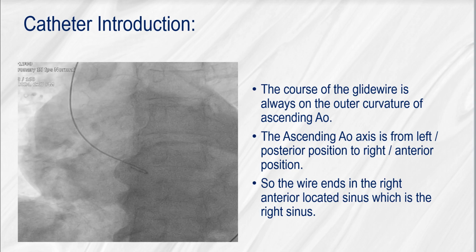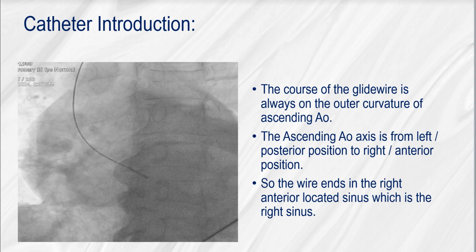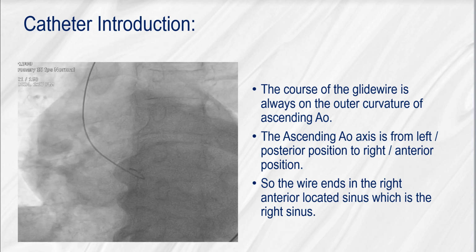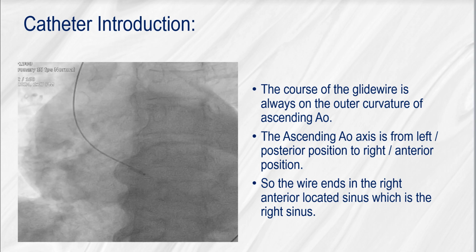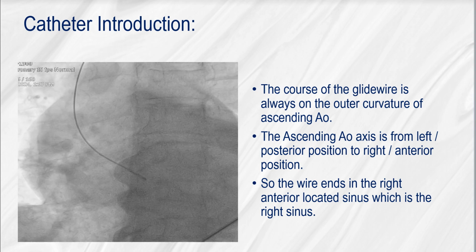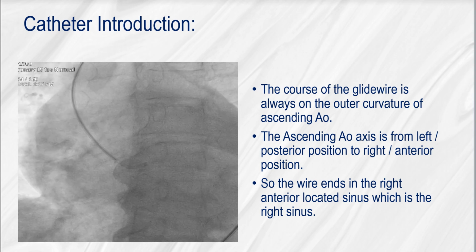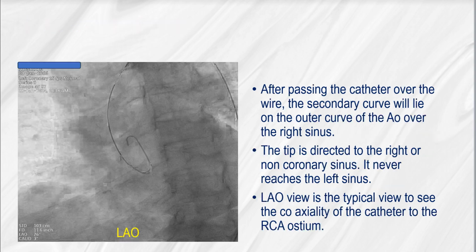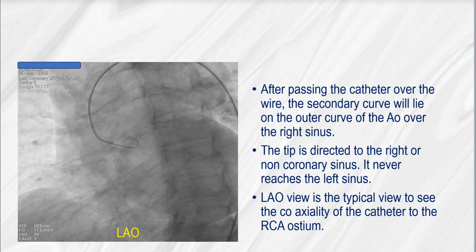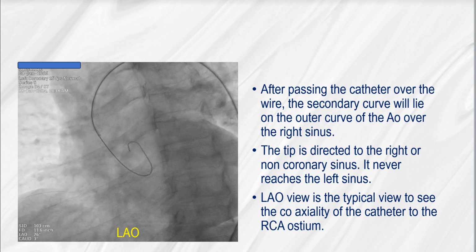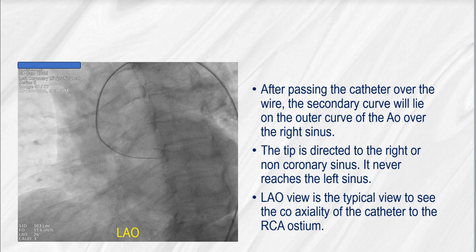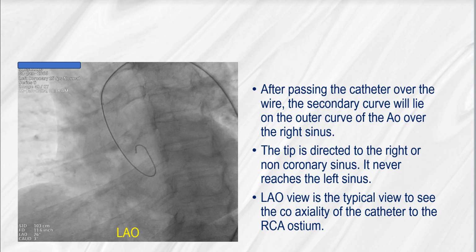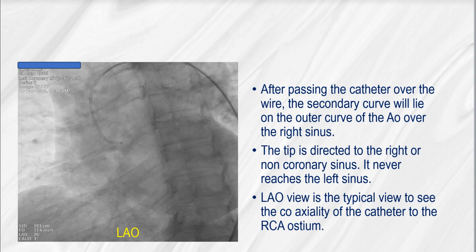Regarding introduction, the course of the glide wire is always on the outer curvature of the ascending aorta. The ascending aorta axis is from the left posterior position to the right anterior position. So the wire ends in the right anterior located sinus, which is the right sinus. After passing the catheter over the wire, the secondary curve will lie on the outer curve of the aorta over the right sinus. The tip is directed to the right or non-coronary sinus. It never reaches the left sinus.